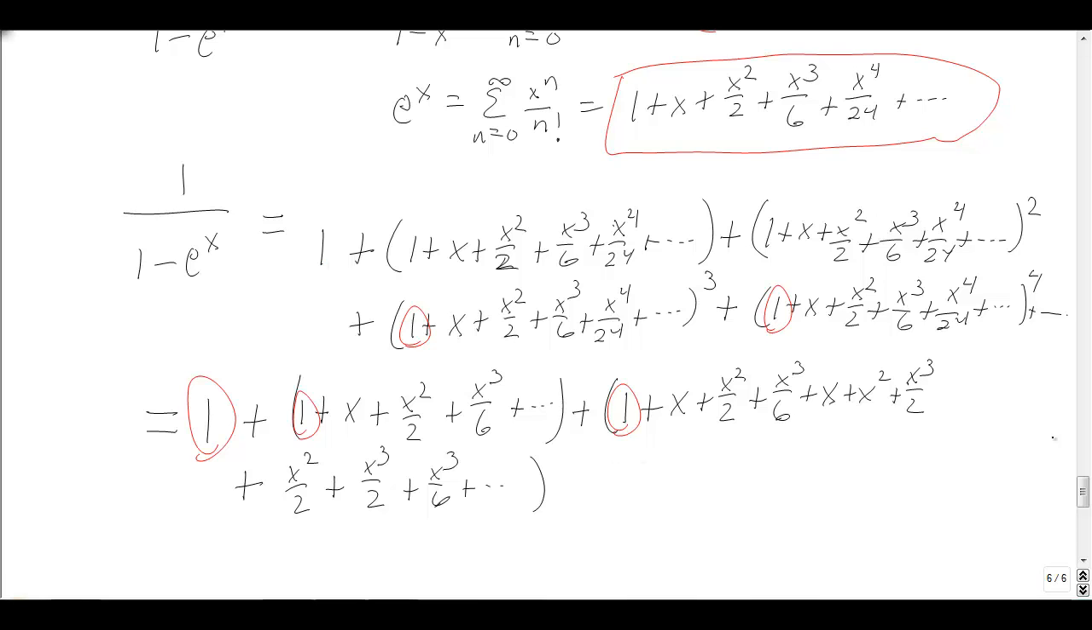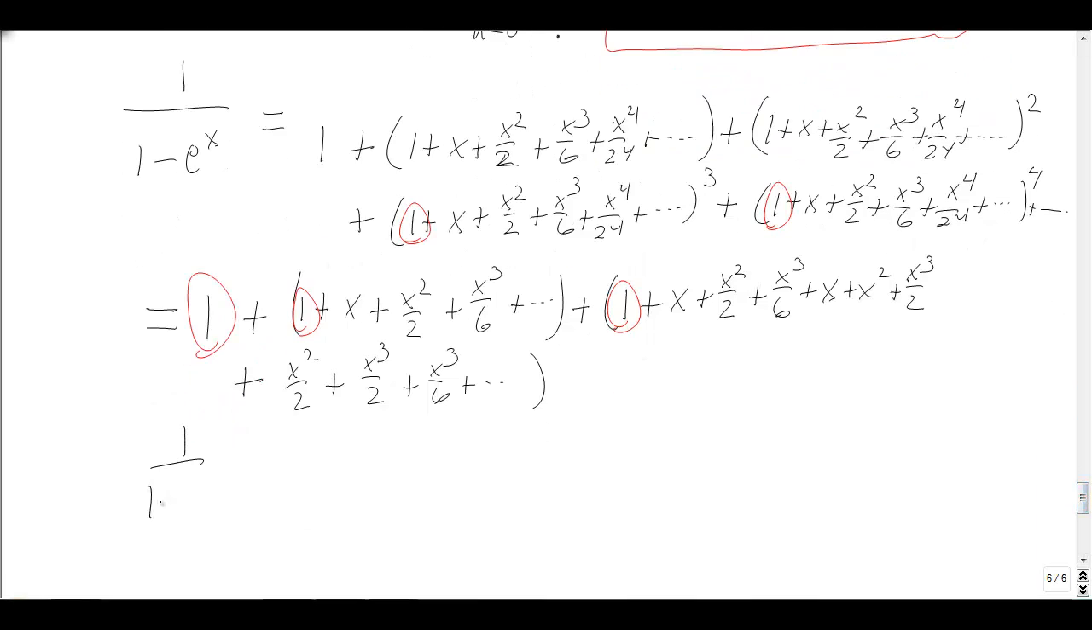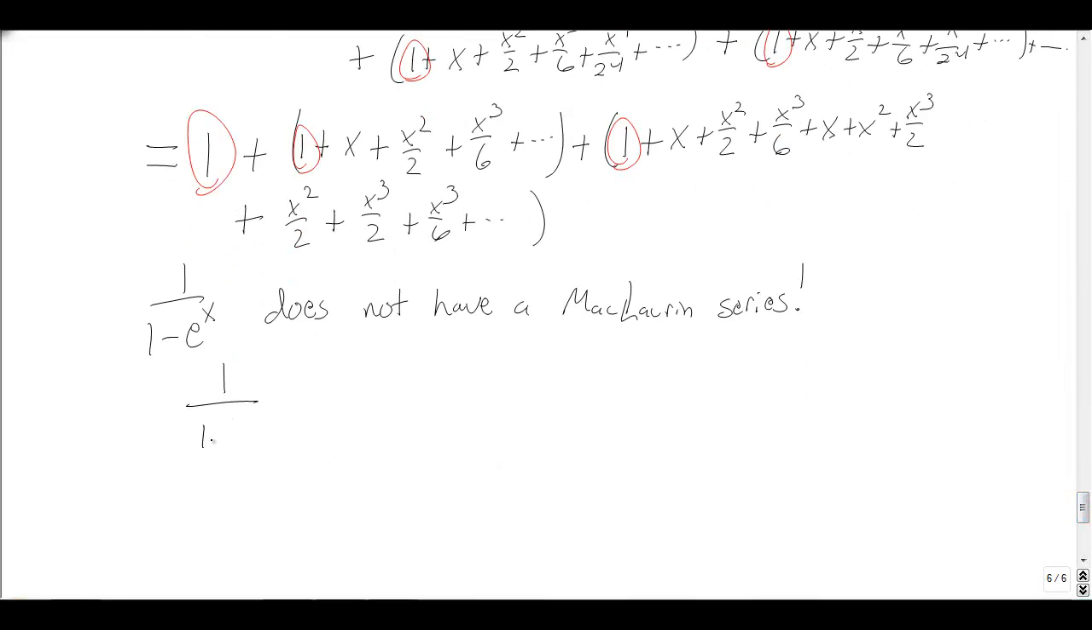So here what we get is 1 over 1 minus e to the x really does not have a Maclaurin series. Why? Well, what happens when you plug in x equals 0? If you do 1 over 1 minus e to the 0, e to the 0 is 1. That's 1 over 0, and that's undefined. So you pick up the infinity there. So this one, there's a process that would have worked out. It would have been kind of a mess here. Turns out, just does not work.